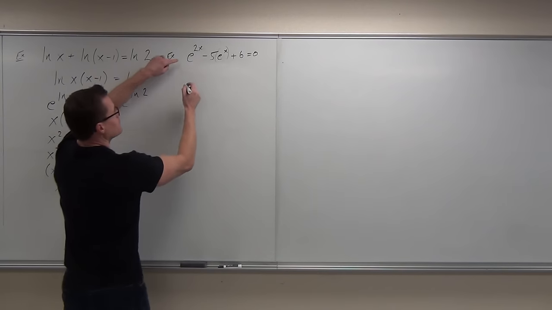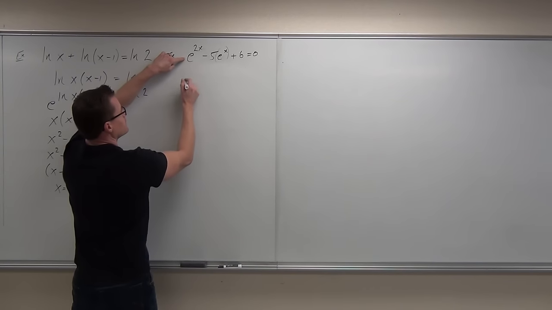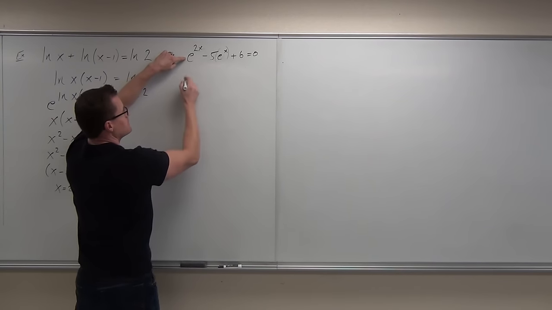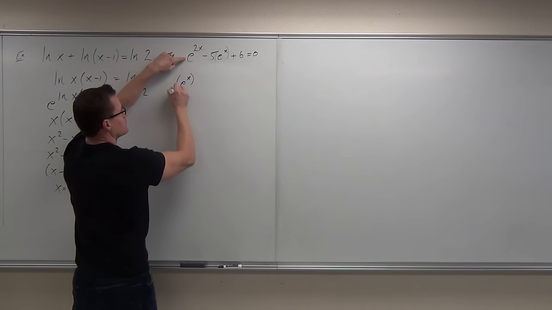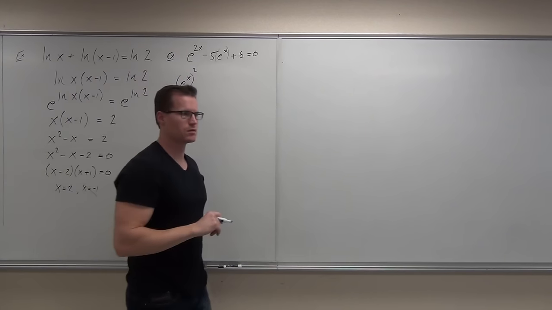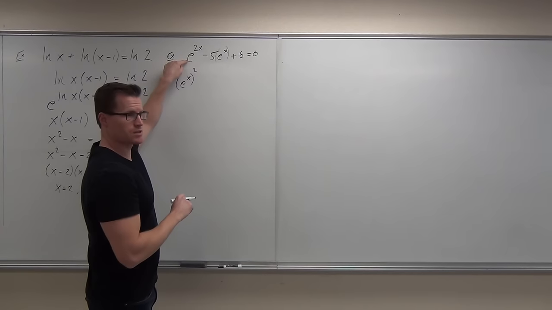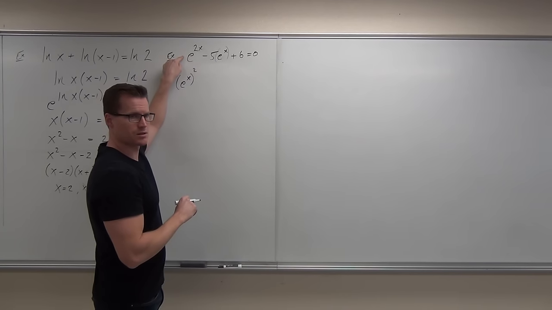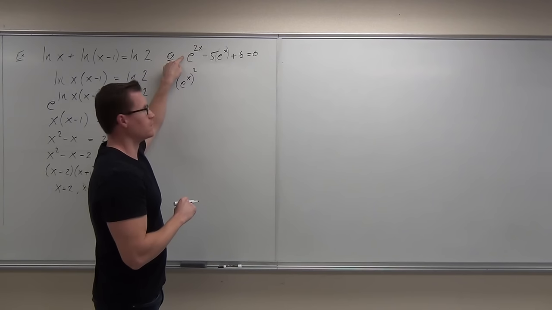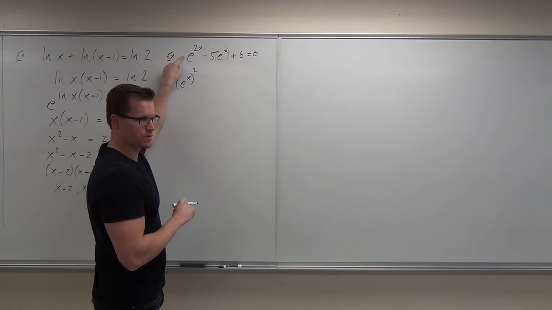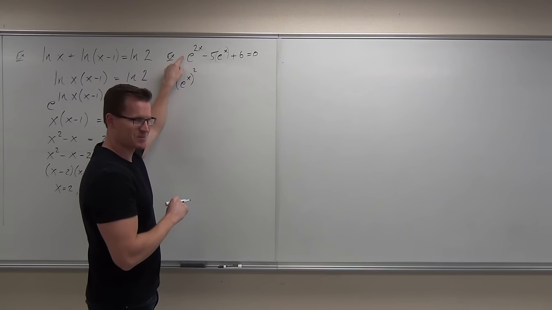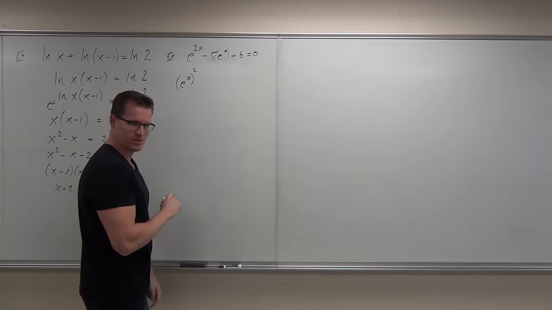For instance, if I were to rewrite this, I say, well, wait a minute. Let's look here and here. Can I write this as e to the x squared? Is that the same thing? Is this the same as this? No, it's not. Okay. Do you remember your exponent rules? It is the same. Okay, let's practice some exponent rules.